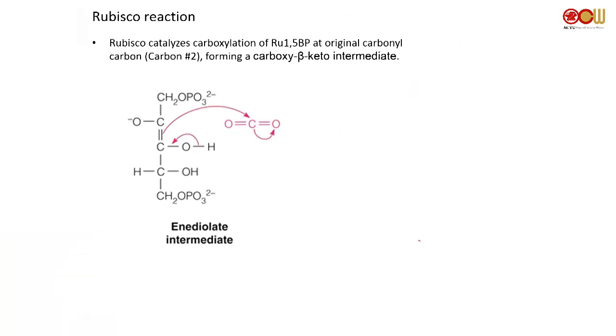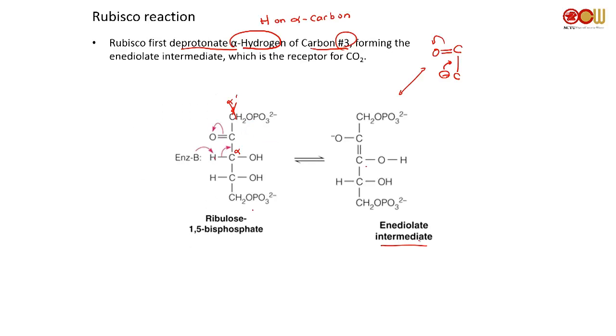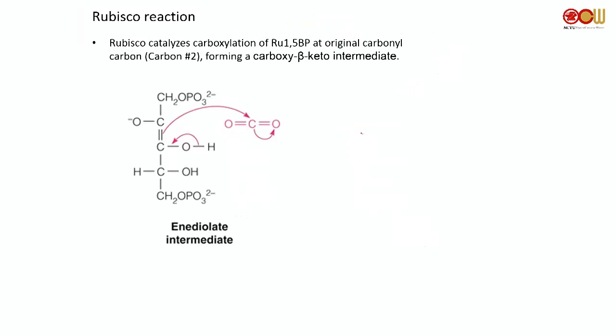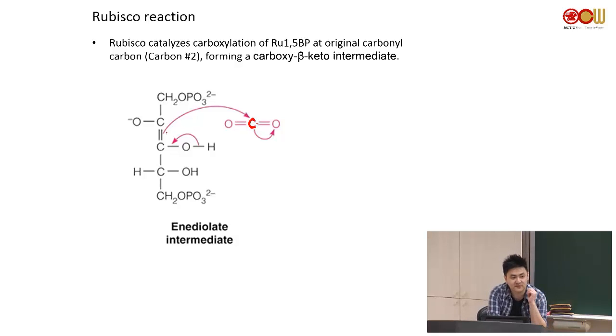Now you have a bunch of electrons here. We removed a proton, which means the electrons are going to stay around in this region. So the electrons can then attack something. You will form a new bond onto CO2, because CO2 is a very good electrophile, not a nucleophile. CO2 is a good electrophile.